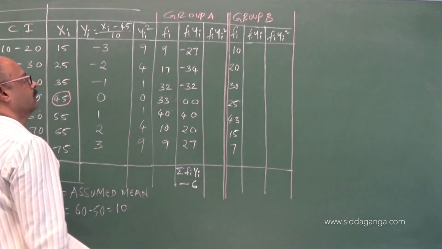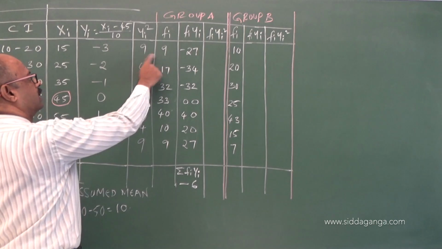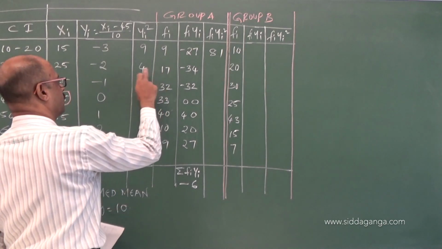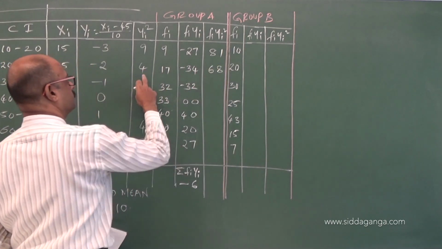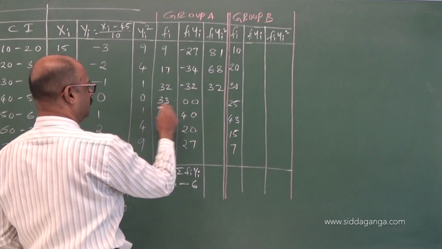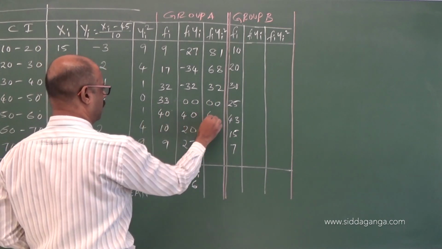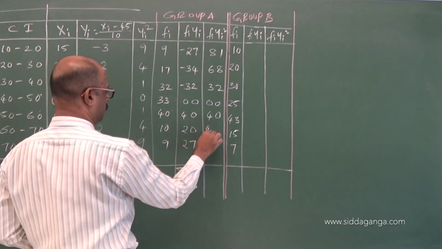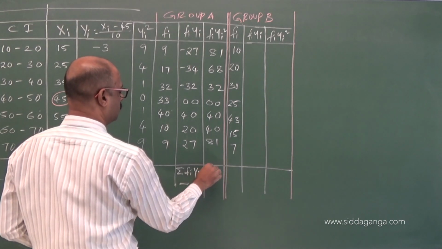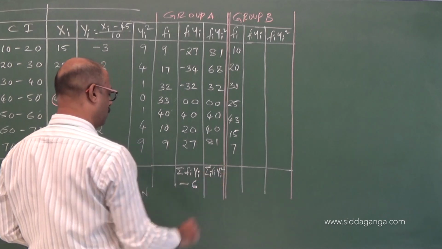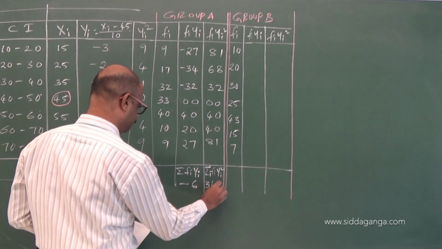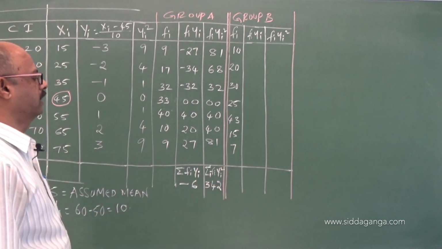We have to add everything. Fi into Yi square, the product of these two, 9 into 9, you will get 81. Next, 17 into 4, you will get 68. 32 into 1, you will get 32. 33 into 0, you will get 0. 40 into 1, you will get 40. 10 into 4, you will get 40. 9 nines are 81. We will add all this. This is nothing but sigma Fi Yi square. You will get 342.